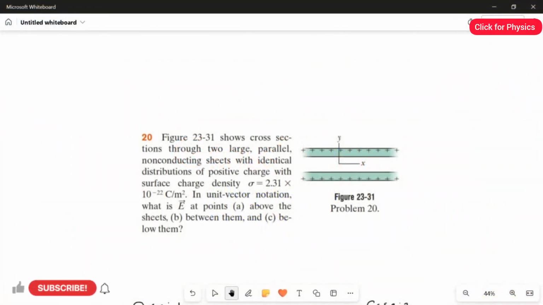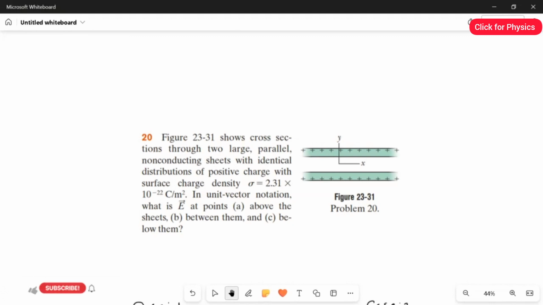The figure shows the cross sections through two large parallel non-conducting sheets with identical distribution of positive charge with surface charge density sigma equal to 2.31 × 10^-22 coulomb per meter squared. In unit vector notation, what is the electric field E at a point above the sheets, between them, and below them?